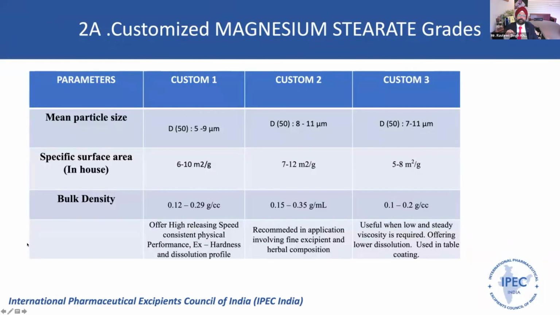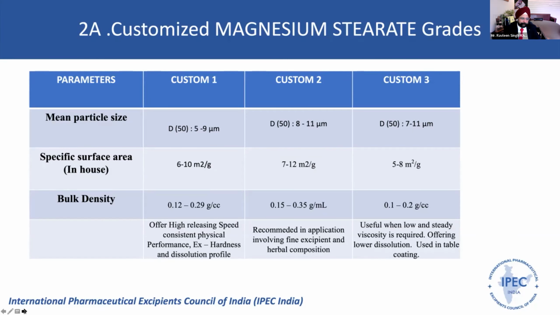So this is customized magnesium stearate grade, custom 1, custom 2, custom 3. So mean particle size, again the surface area, BD. Somewhere we are offering high releasing speed, consistent physical performance. Somewhere recommended in application involving fine excipient and herbal composition. Somewhere it's useful when low and steady viscosity is required, offering lower dissolution. So sometimes you don't need very high dissolution. So in the different customized product, you see the different particle sizes, different surface area, different bulk densities, etc.